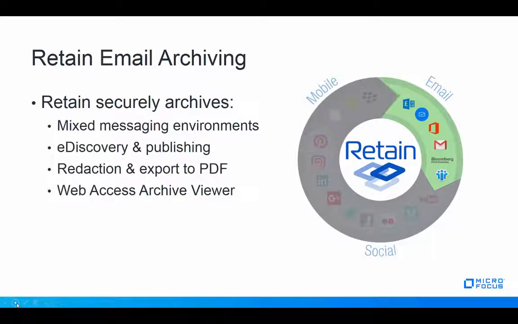Or if you're moving from one email platform to another, say from an on-prem solution like Exchange to Office 365 or to Gmail, Retain will archive your legacy email and your new email, and it'll look the same to your end users. They're not going to worry about that because when they access their archive, their old email will look the same as their new email. And what's great is that we archive the email, the attachments, the folder structures, the calendars, appointments, all of that into the one central archive.